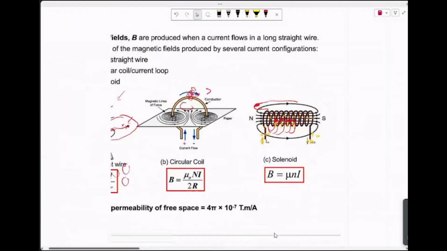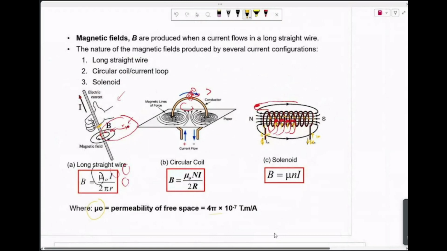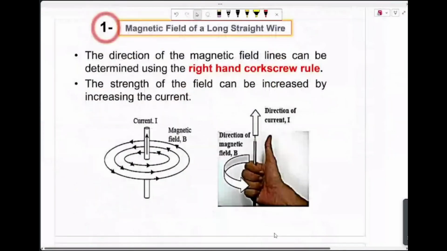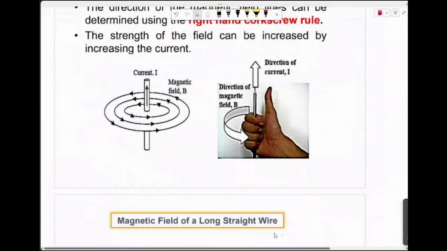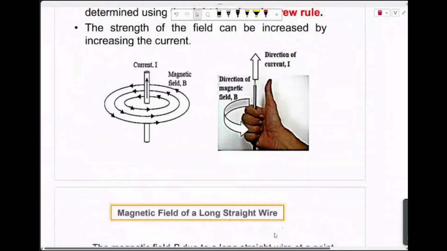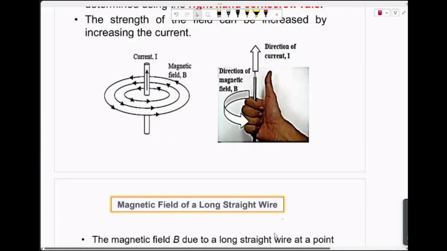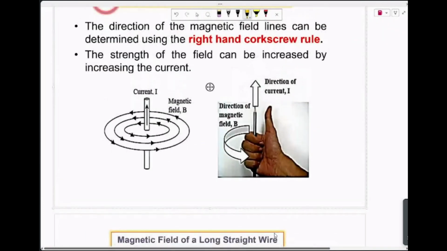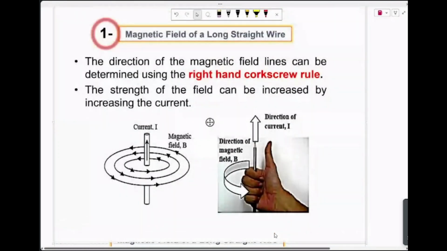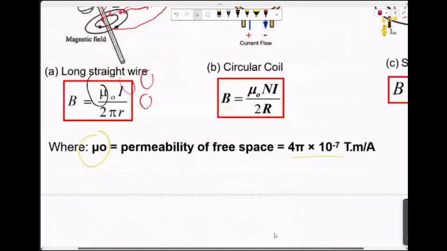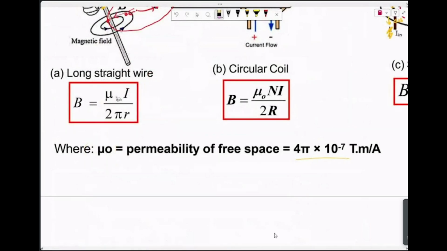Okay, so this is just the permeability of free space. This one you can also get through your calculator. This is what I already mentioned just now. The strength of the field can be increased due to these factors. In terms of the strength, you can always refer to this equation for all of these three conditions. You can see how the magnetic field varies with its configuration here.